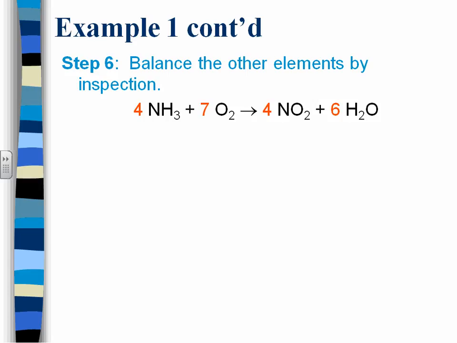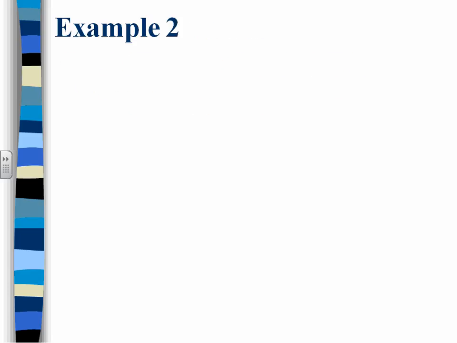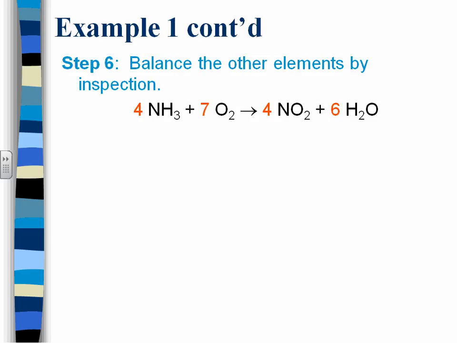Okay, so instead of trying to figure this out right from the get-go, you can use your oxidation numbers to find the coefficients of your reactants and then use that to find the rest. So that's your final answer.